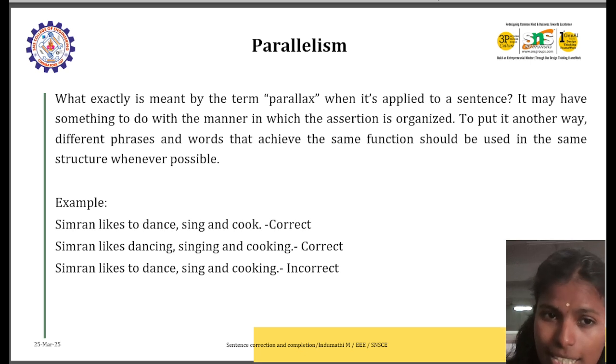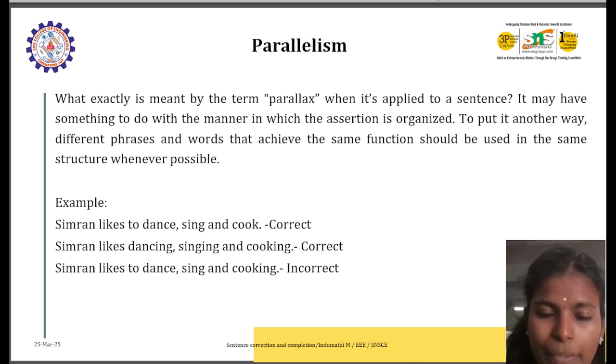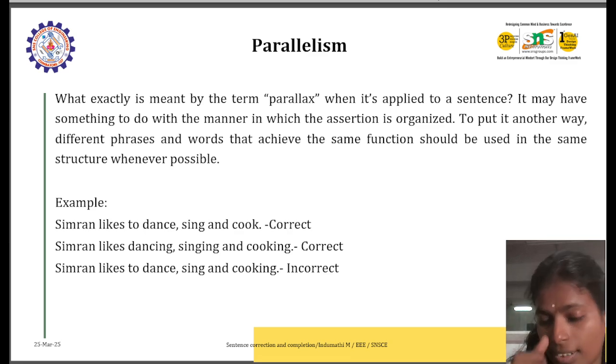Now we'll go with parallelism. What exactly is meant by parallelism when applied to a sentence? It has something to do with the manner in which an assertion is organized. Put another way, different phrases and words that achieve the same function should be used in the same structure whenever possible. So you can just see the example here. Simran likes to dance, sing and cook. That is a good one. But see the third sentence: Simran likes to dance, sing and cooking. These two are in one form and the last one is in continuous form. So it should not be cooking. It should not be like that.